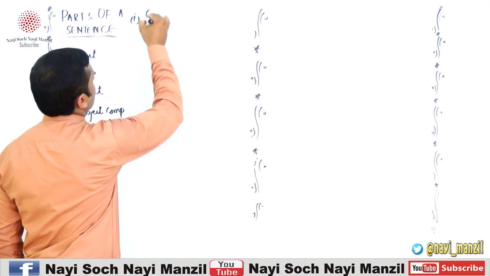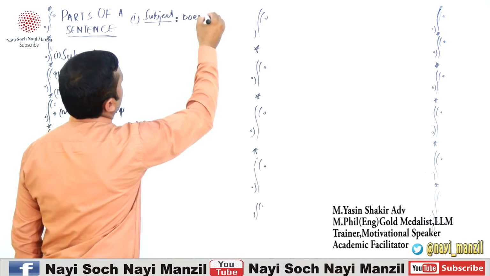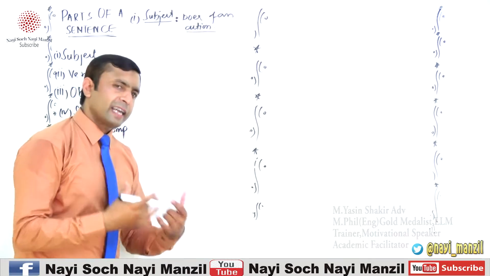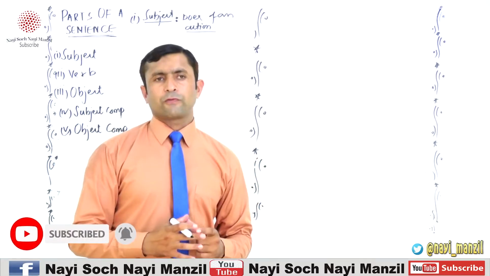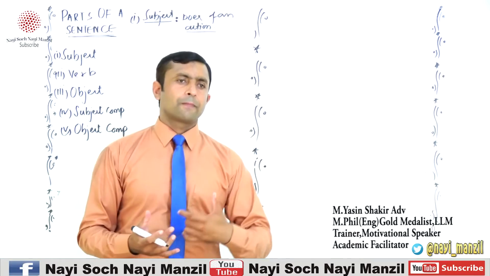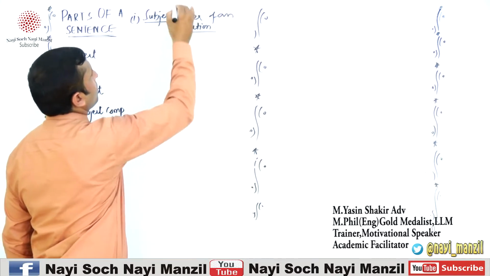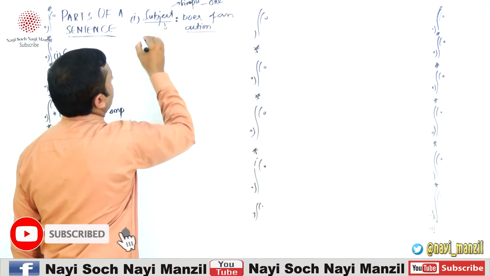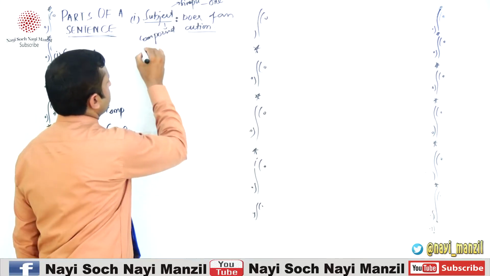First one, what is actually subject? In simple terms, a doer of an action. Please stay connected till the end of this video. These things are very important for you because unless and until you understand them, you are unable to construct a good sentence and good composition as well. Doer of an action. It may be simple, when there is one subject, or it may be compound, when there are more than one subject.